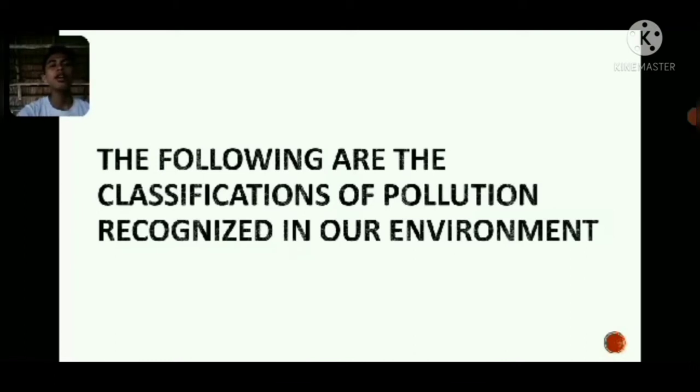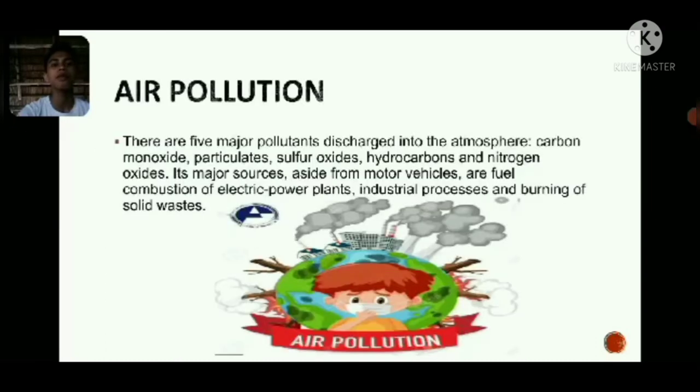The following are the classification of pollution recognized in our environment. Air pollution. There are 5 major pollutants discharged into the atmosphere: carbon monoxide, particulates, sulfur oxides, hydrocarbons, and nitrogen oxides. Its major sources of air pollution, aside from motor vehicles and fuel combustions, are electric power plants, industrial processes, and burning of solid waste.